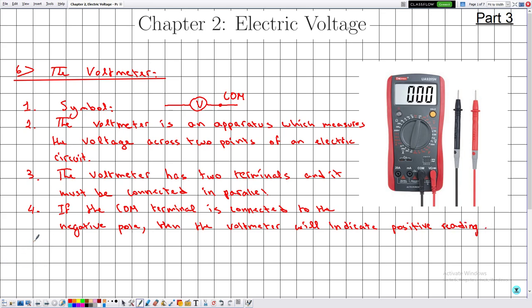And vice versa. Now, idea number 5, if the COM terminal is connected to the positive pole, then the voltmeter will indicate a negative reading. Okay, so they are the opposite. Now, if the COM terminal is connected to the positive pole, then the voltmeter will indicate a negative reading.